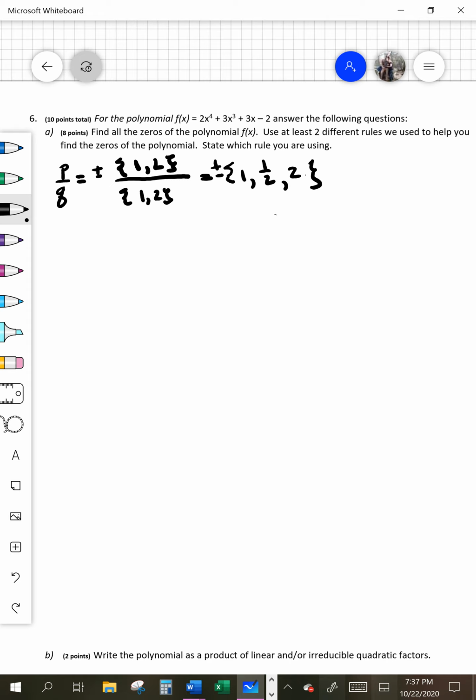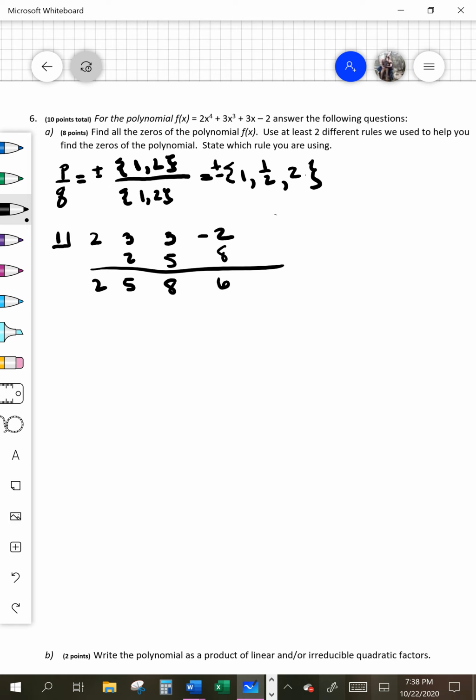So let's now start testing our numbers. And so if we put in a 1 here, testing our 1 using synthetic division, let's put our coefficients of our polynomial in descending order of power, placing a 0 if we have a missing term, which we said that x squared is missing. And so we have 2, 3, 3, negative 2. Bring down your first number, 2. Multiply it by our c value, which is 1. 1 times 2 is 2. 3 plus 2 is 5. 1 times 5 is 5. 3 plus 5 is 8. 1 times 8 is 8. Summing this gives us 6.